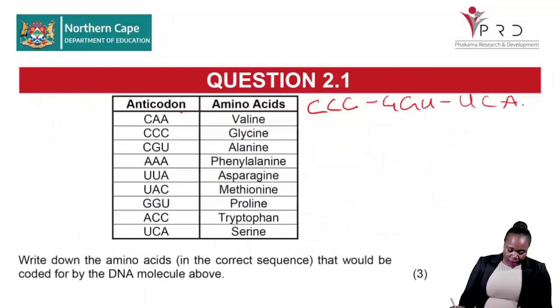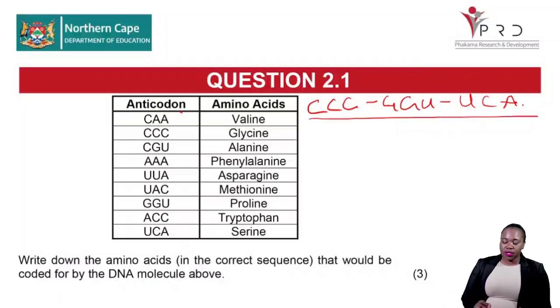Okay, the question says write down the amino acids in the correct sequence that would be coded for by the DNA molecule above. So remember, the DNA molecule codes for the mRNA, which codes for the tRNA, which is what we have here. So now we are going to take this tRNA sequence because these are our anticodons and pair it with the relevant amino acids that the anticodons bring to the ribosome during protein synthesis, during translation. We're going to look at them from the table and then pair them with the correct amino acid.